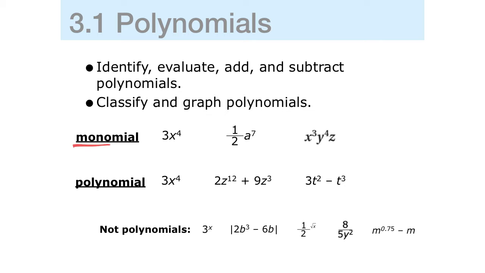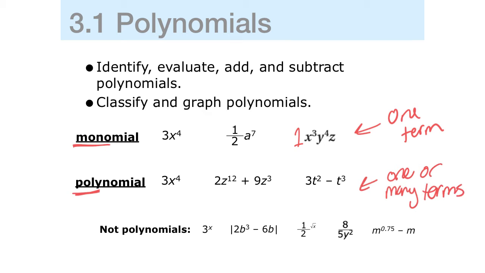Mono means one. So these all have one term, which means a number like 3 being multiplied by a variable and an exponent, like 3 times x to the 4th, or 1/2 times x to the 7th, or maybe no coefficient, which in this case we know is 1, being multiplied by multiple variables. Poly means many. So when we're looking at these, they're going to have one or many terms put together.